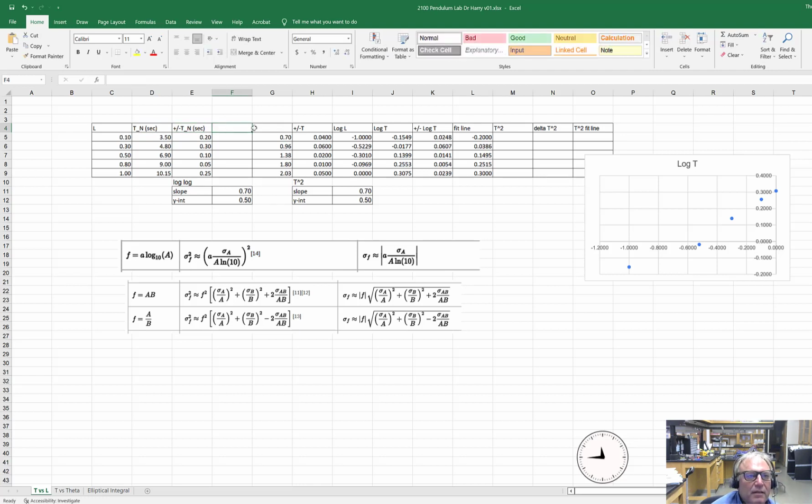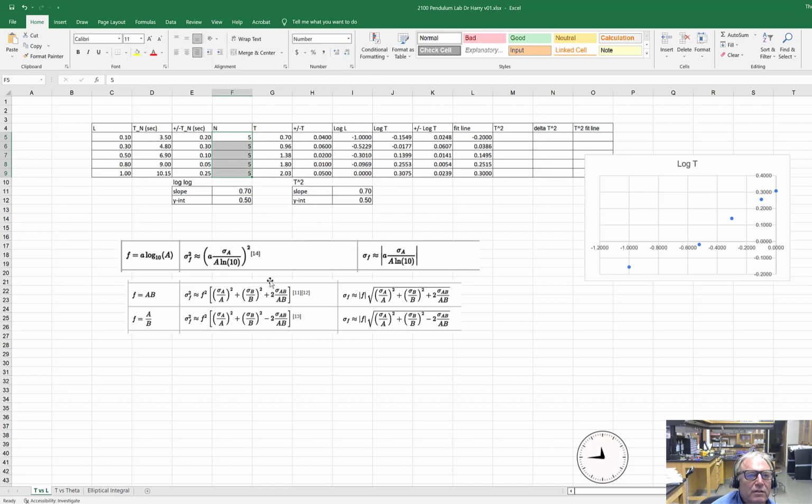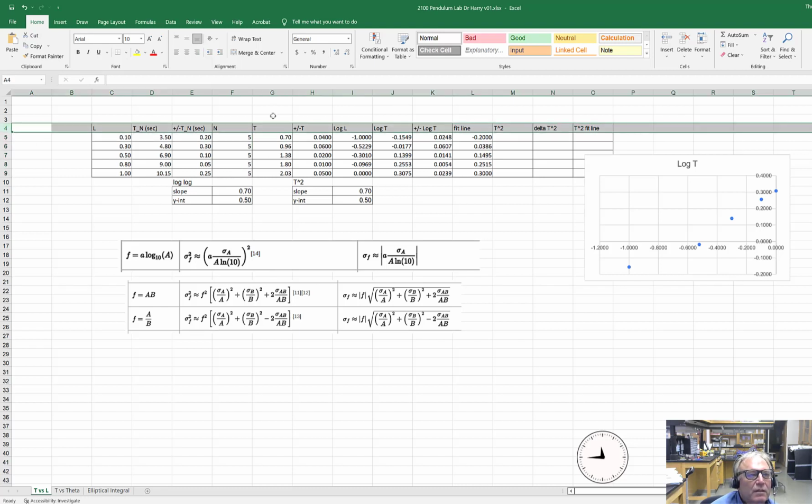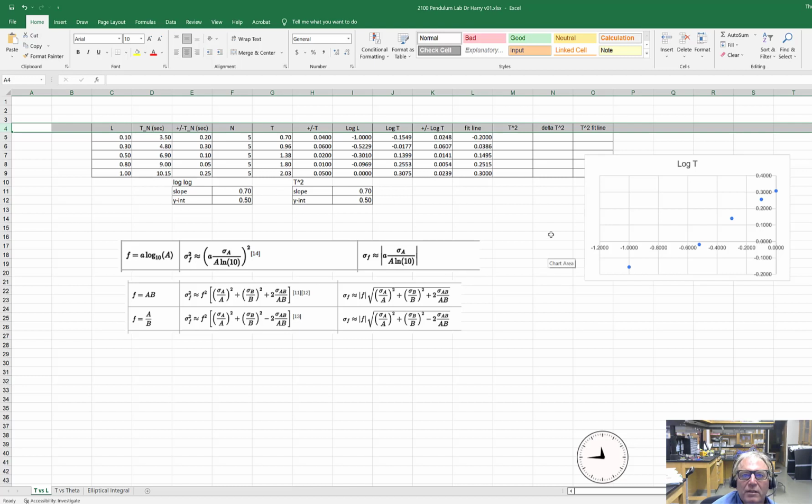And then in this particular example, it just happened to be 5 every time. And of course, that would be an integer, so there'd be no decimal places. Let's see, center this, make that look pretty.